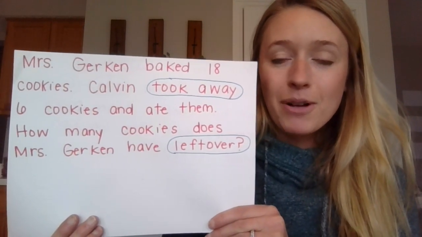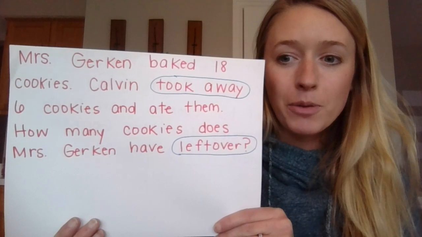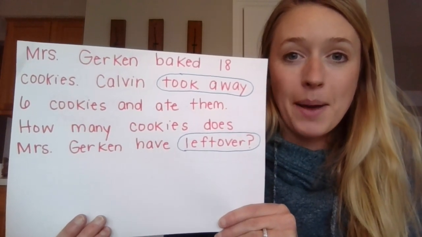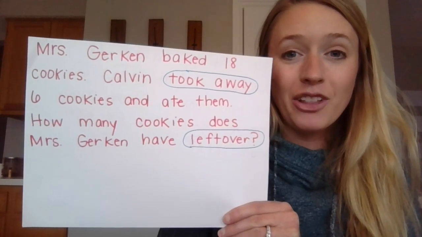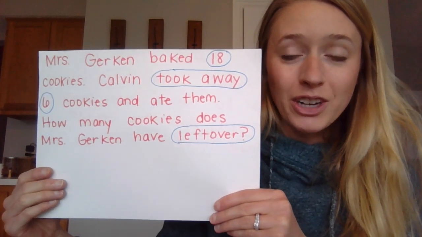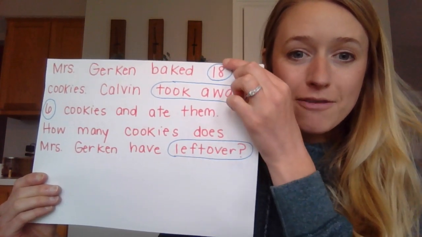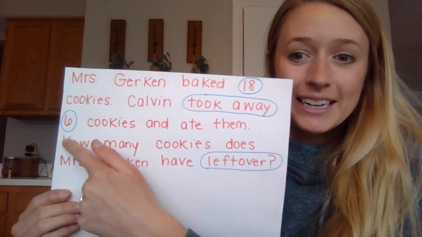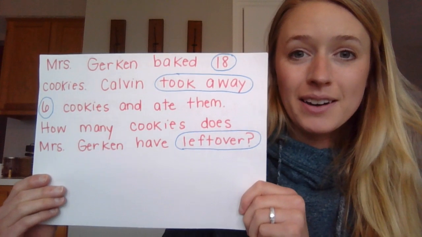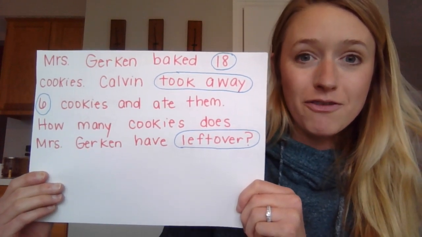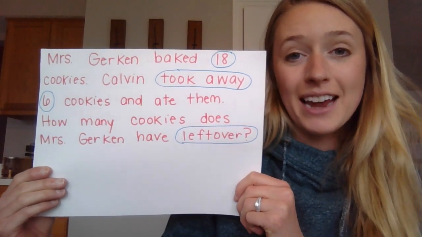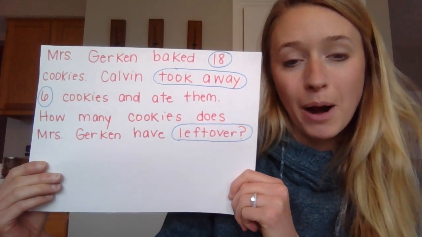So next, I would ask that you look through the word problem and try and find the important numbers. So I will let you go ahead and look for those important numbers. So I went ahead and I found all of the numbers in the word problem. I found the number 18 and I found the number 6. So now that I have my important numbers and my important words and phrases circled, now I have all of the information that I need in order to solve my word problem.